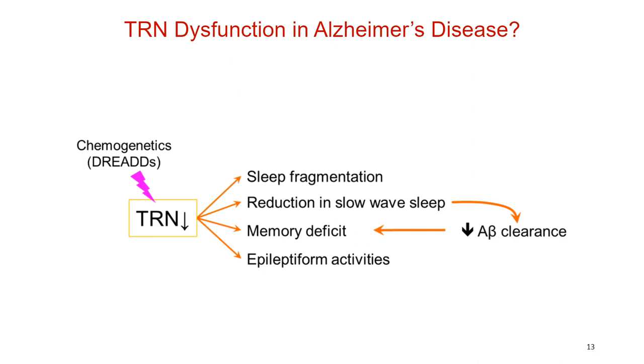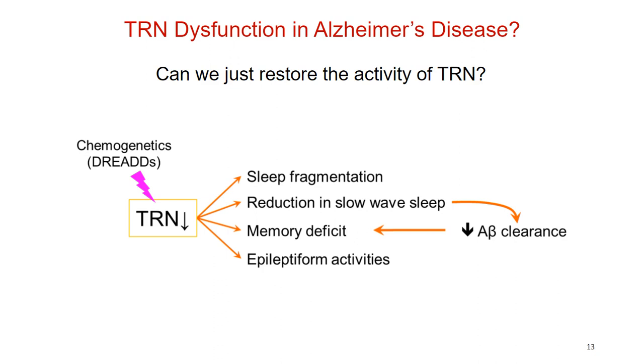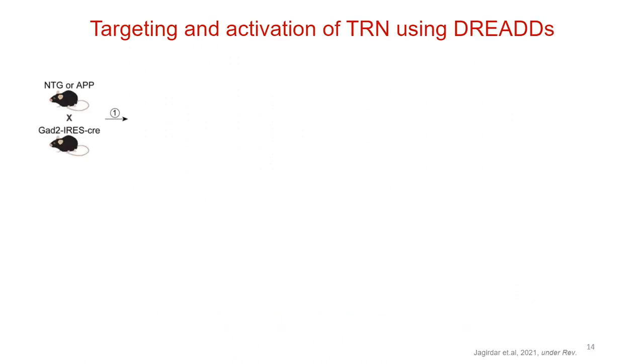With that, naturally we came up with the question: can we just restore the activity of TRN? So we decided to use the chemogenetic technique, also called the DREADD system, which are basically designer receptors exclusively activated by designer drugs. We express an excitatory DREADD in TRN using an AAV2 virus, and that allows us to activate TRN neurons by systemically administering a synthetic drug called clozapine N-oxide.